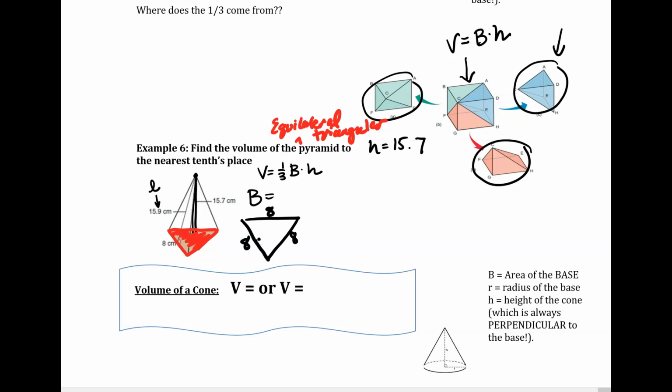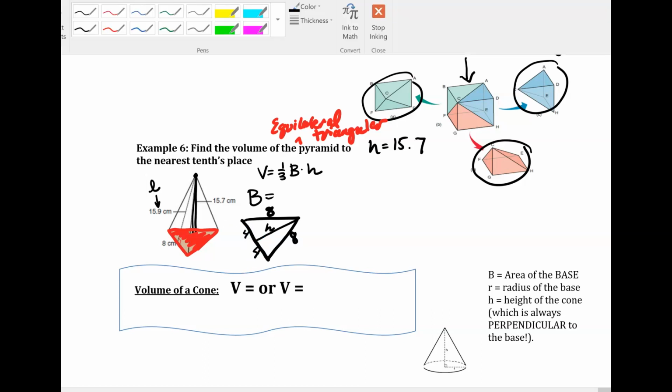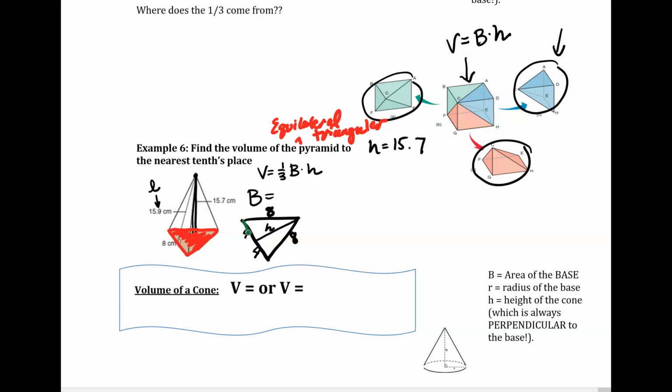Now, in order to find the area of this triangle, I need to know the height. And I don't know what that is. We found this in our surface area example, but I'll do it again here. We're going to try to find the height. So in order to find the height, instead of labeling this 8, I'm going to label it as 4 and 4, because then it allows me to just look at this triangle right here, which is a right triangle, and use the Pythagorean theorem.